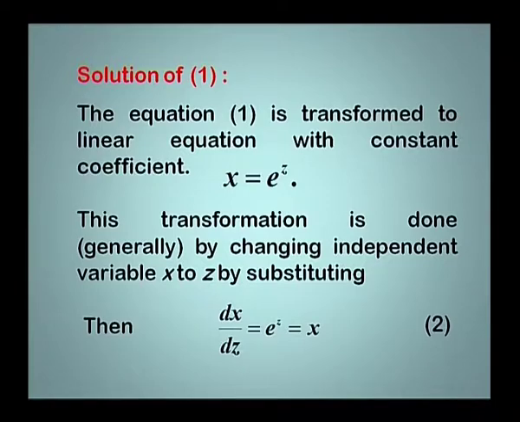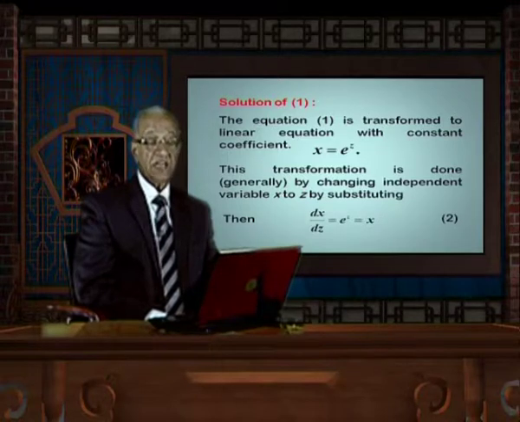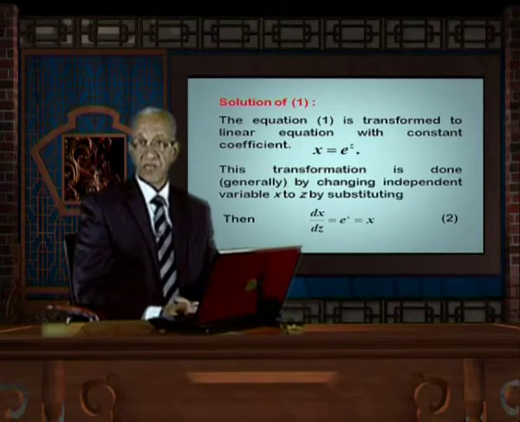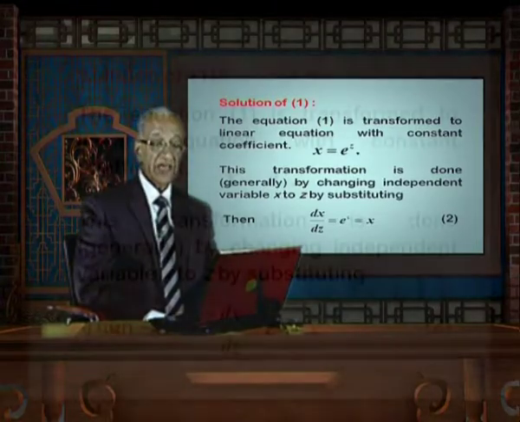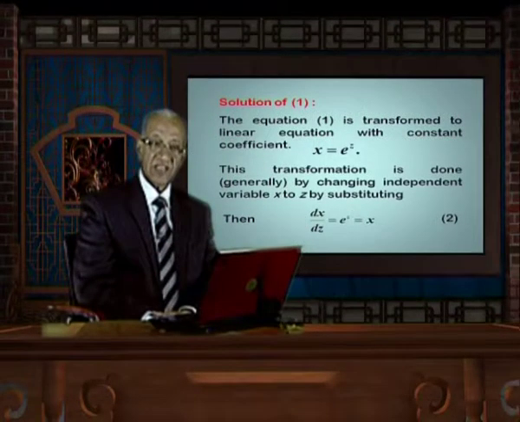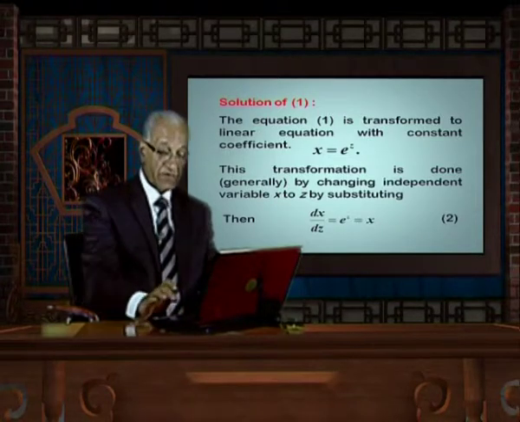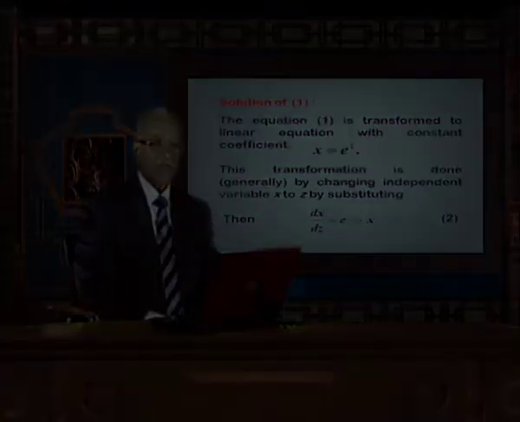This transformation is done generally, not for any specific case, by changing the independent variable x to another variable z, and the substitution that you are seeing is x is equal to e to the power z. We differentiate and we get dx upon dz is equal to e to the power z. Again, e to the power z can be written as x, looking into the relation given above. We proceed further.